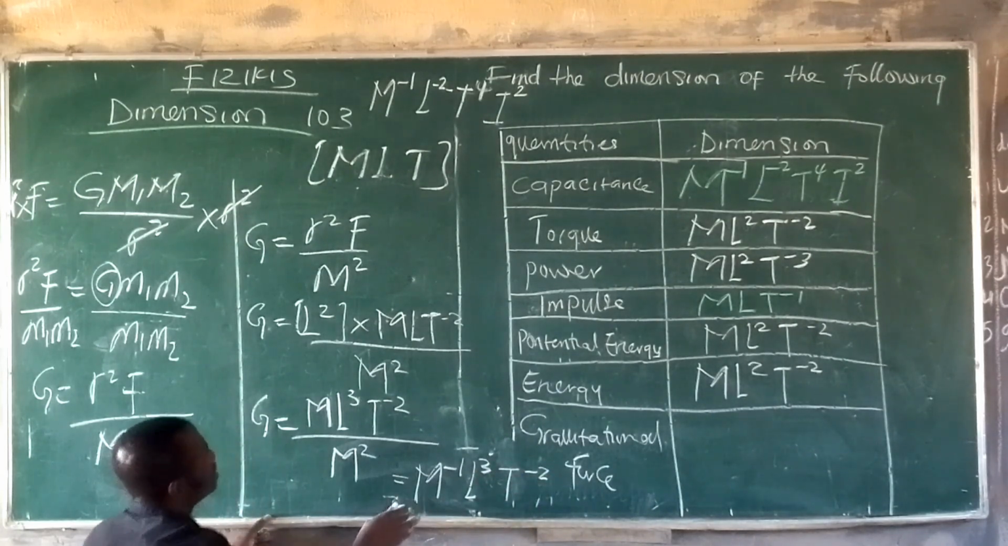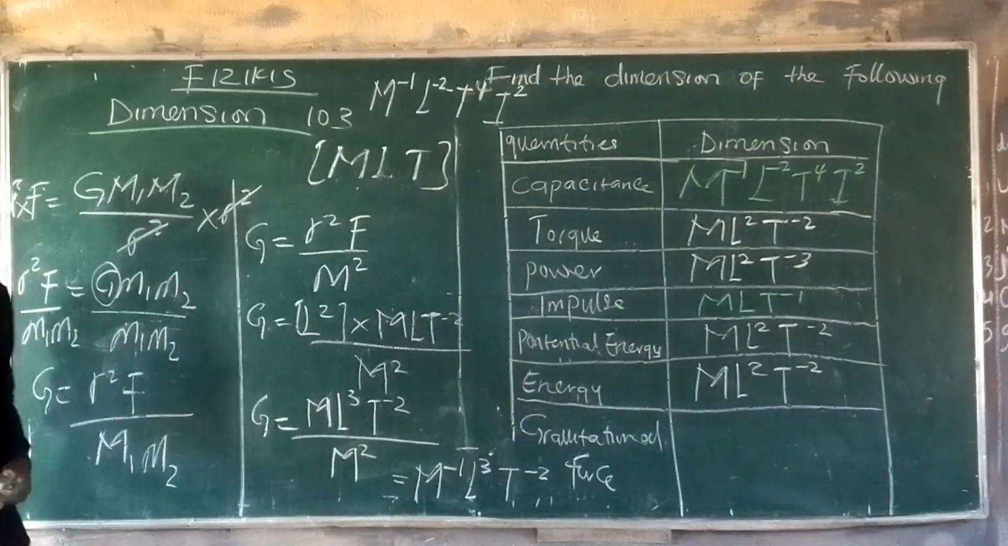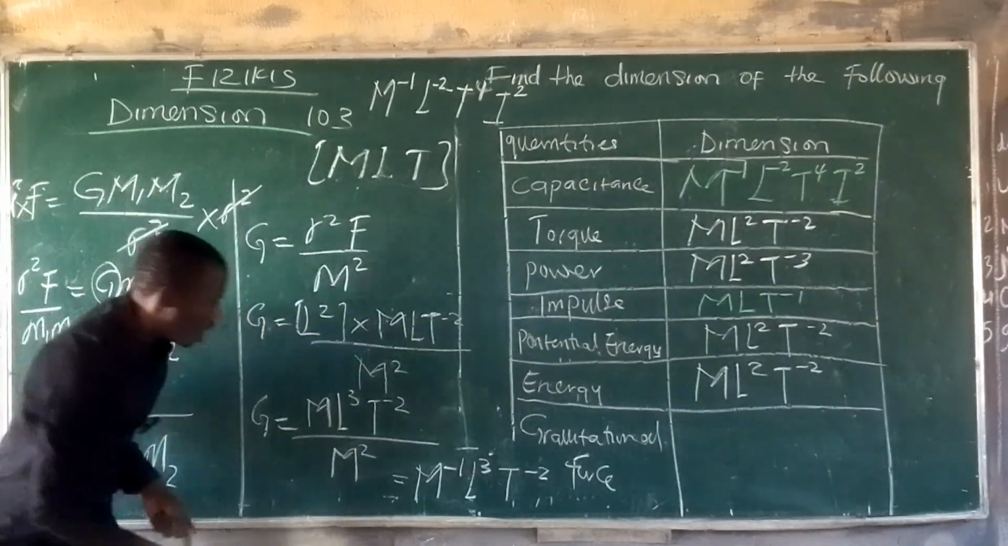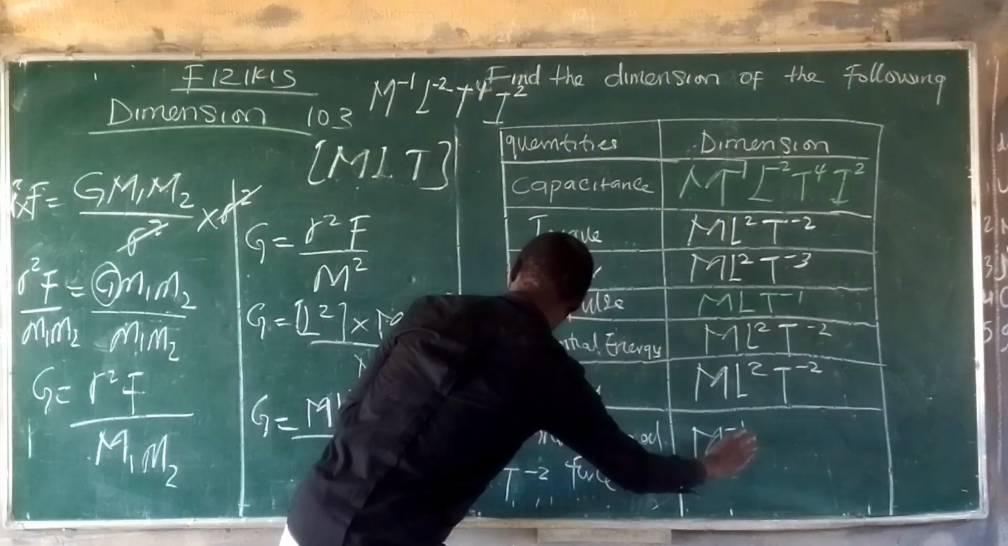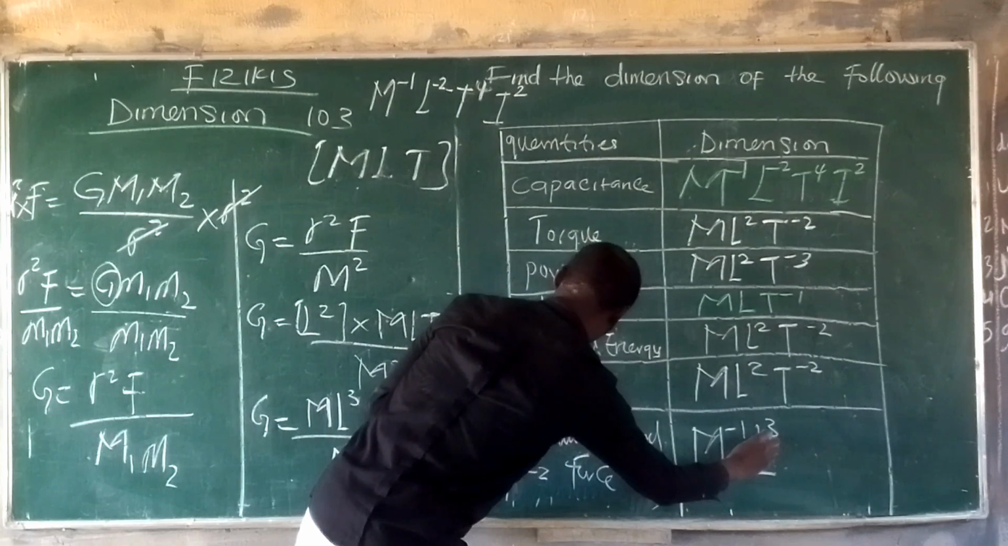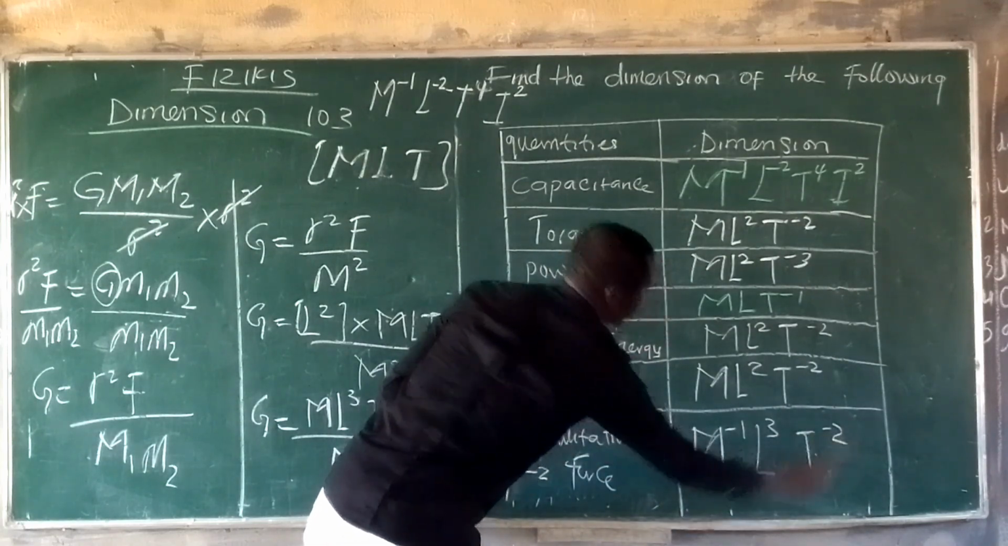Let's check what we did. I think there is no problem. Everything is correct. Alright, so when we have done that, we bring this in here: m^-1 L^3 t^-2.